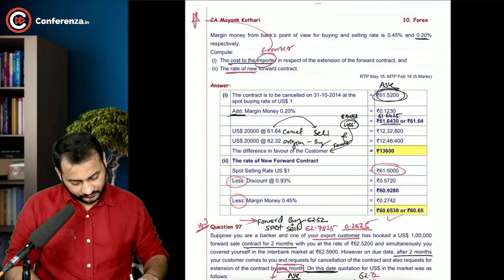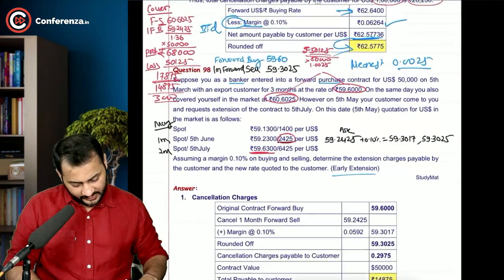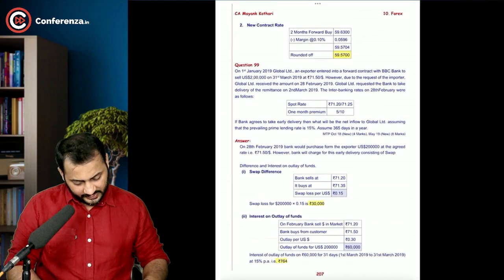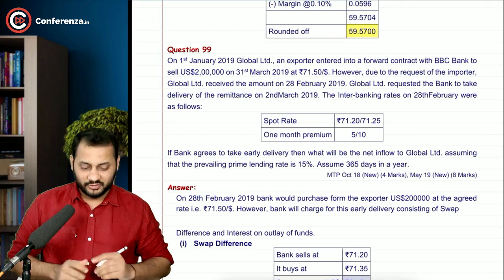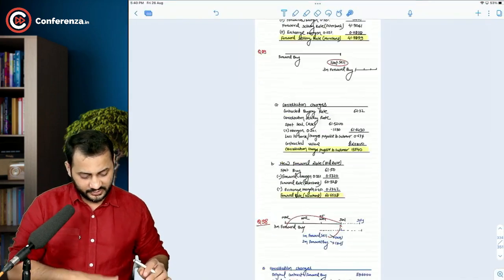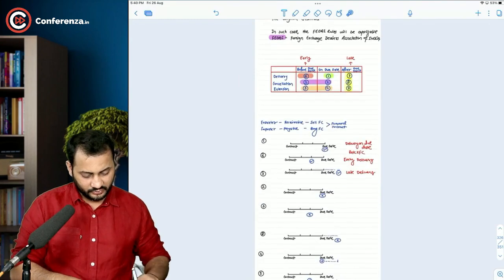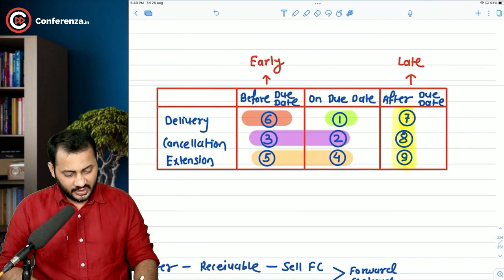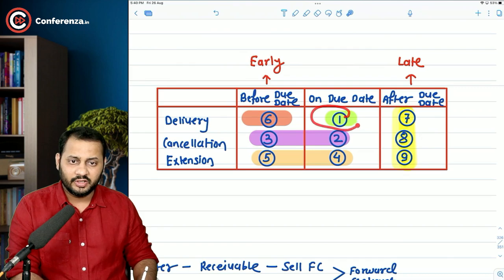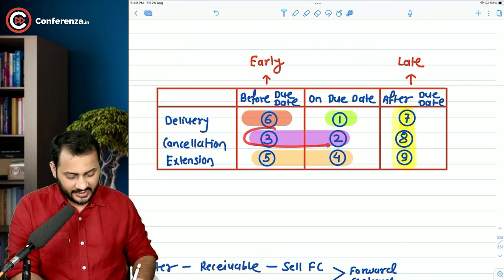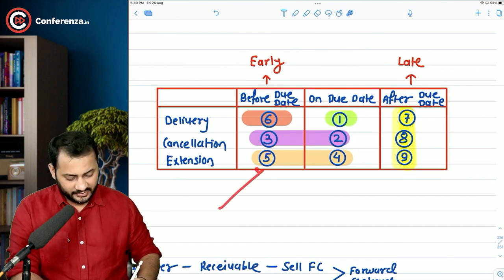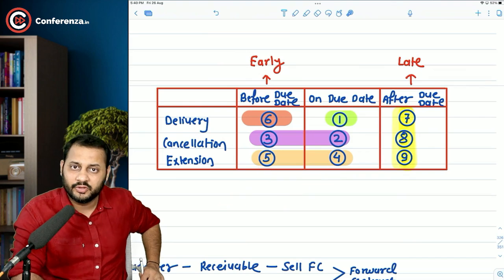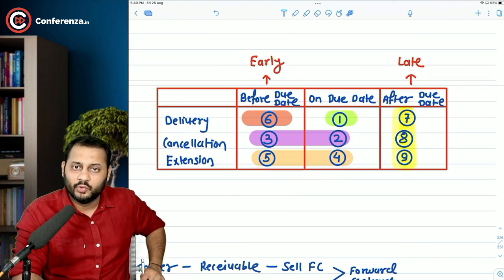Okay, sir. Let's move on to question number 98, 99. From 99, we are going to shift to the new topic. Now, let me just take you to the original table. See, we have completed the delivery on due date. We have completed the cancellation on due date and before due date. We have completed the extension on due date and before due date. 1, 2, 3, 4 and 5.